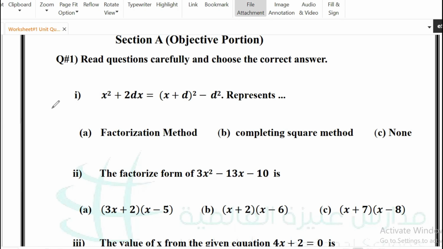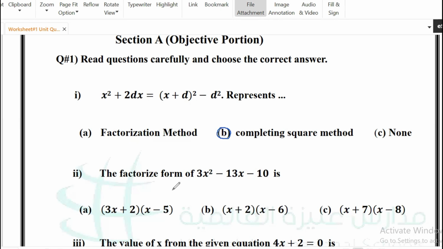So first of all, we have a few objective questions. The first question is x square plus 2x is equal to (x plus d) whole square minus d square. Whenever we are trying to complete the square, it is always the completing square method. So our correct answer is the completing square method.